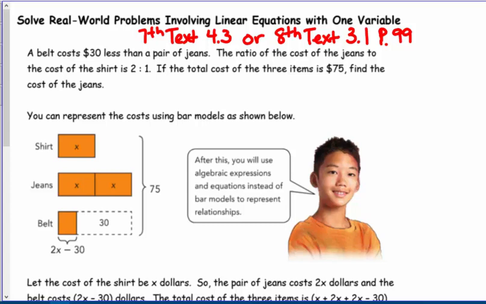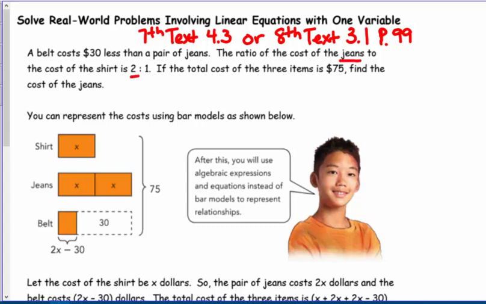So a belt costs $30 less than a pair of jeans. The ratio of the cost of the jeans to the cost of the shirt is 2 to 1. If the total cost of the 3 items is $75, find the cost of the jeans. Well, you could represent that with a bar model, 2 to 1. So the cost of jeans to shirt, jeans comes first, so that goes along with the 2.